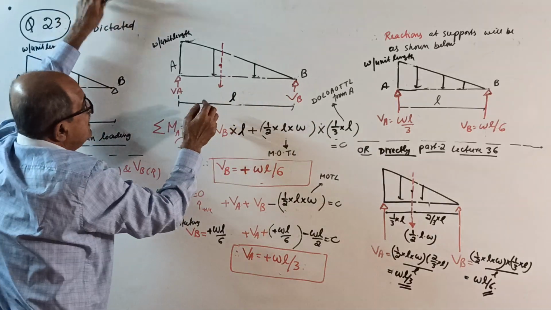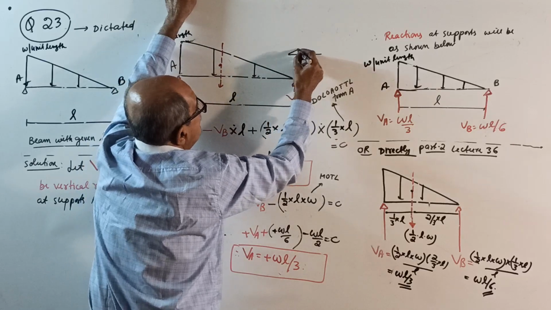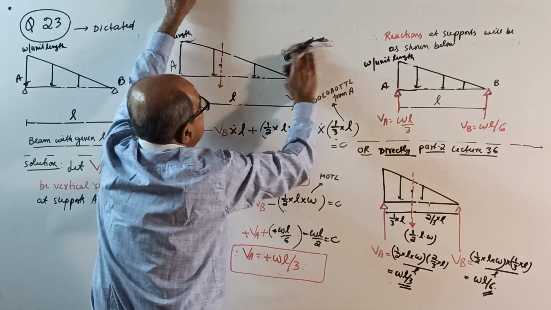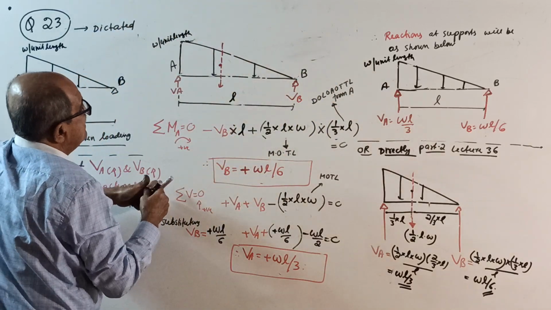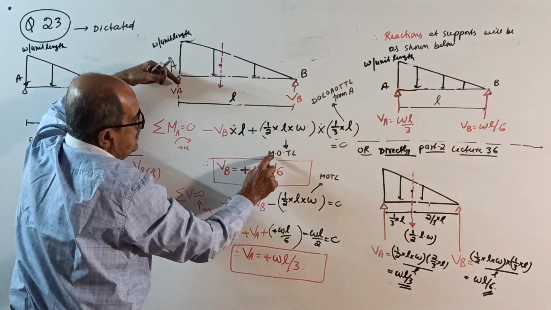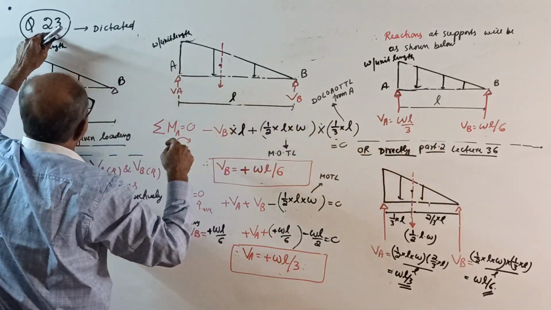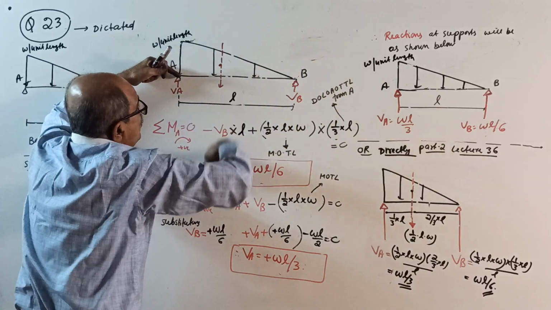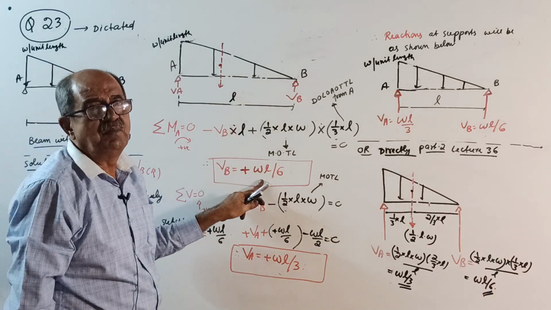So see, last time, actually first of all, this question you should solve. When it was that way, this was 2 by 3, this was 1 by 3. Now, this is 1 by 3, this is 2 by 3. Start. Minus VB into L plus the same statement. This I told you all, what is the meaning of this one? The first time, in question number 21, I told you. If you want, write once again, into total load into 1 third of L equal to 0. VB will come WL by 6.